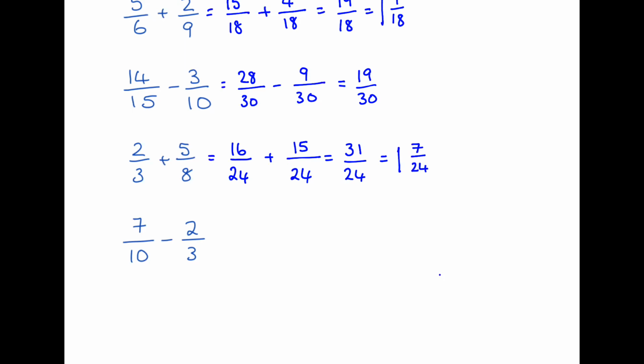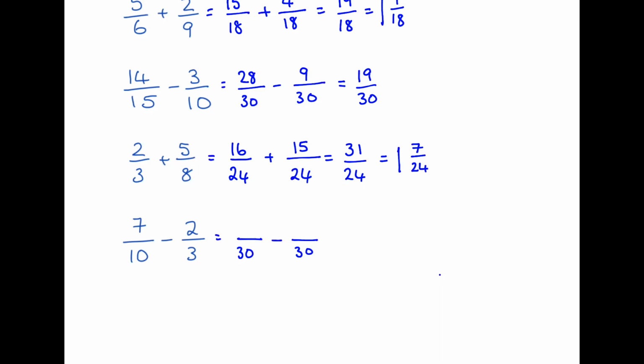Okay. And then the last one, we've got 10ths and 3rds here. So let's think about the 10 times table. So 3 doesn't go into 10. Then the next number will be 20. 3 doesn't go into 20 either. Then 30. 3 does go into 30. So 30 is going to be our common denominator.